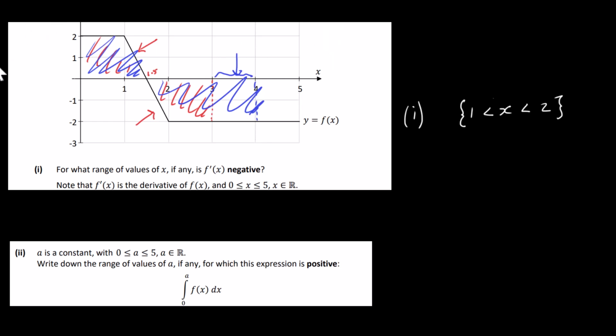So the question asks us to write down a range of values of a, if any, for which this expression is positive. So for any value less than 3, this is 3 here, any x value less than 3, we'll end up with this value here being bigger than this value here. So we will end up with a positive result. So in other words, we want x to be less than 3.